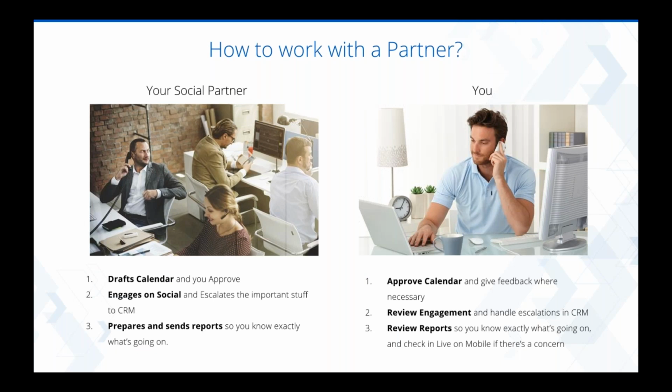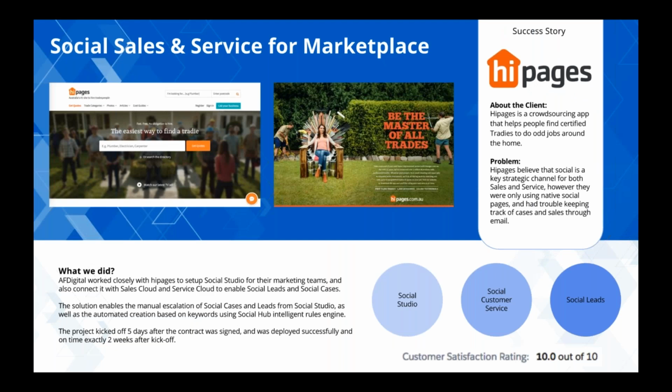And finally, how to work with a partner. Because it's in the cloud, it makes it really easy, and it's a collaborative platform. The social partner or your agency drafts the calendar and you just approve it and give feedback. They engage on social and escalate the important stuff, and you just review the engagement and handle the escalations. The partner prepares and sends reports, and the client reviews them. So it's very much built to help you scale. You can be a one-man band, but have an agency with multiple people working for you.